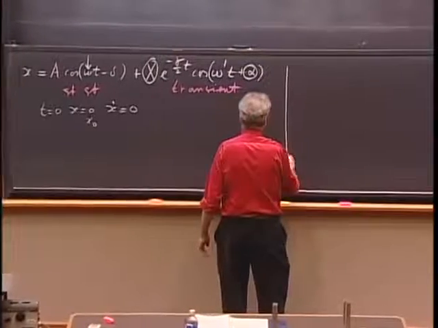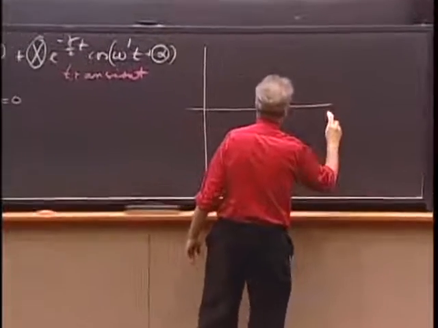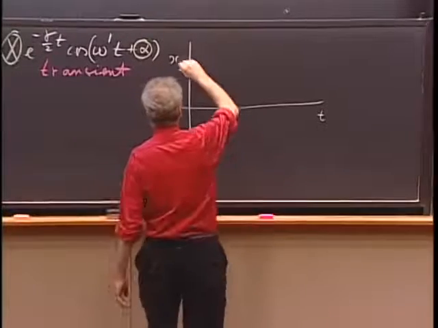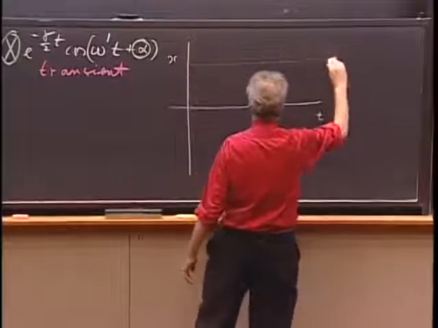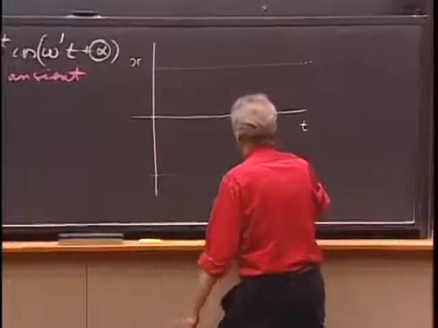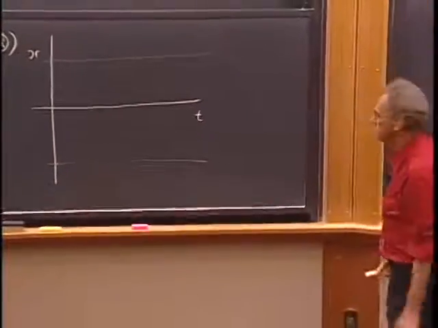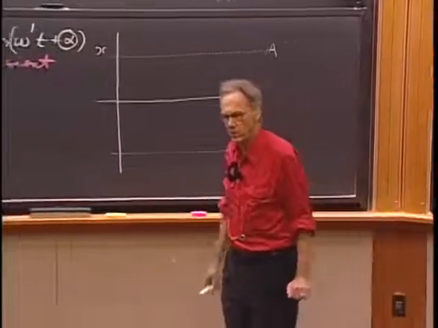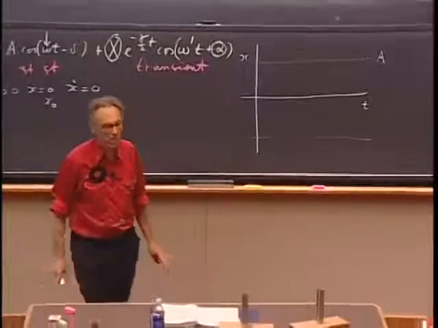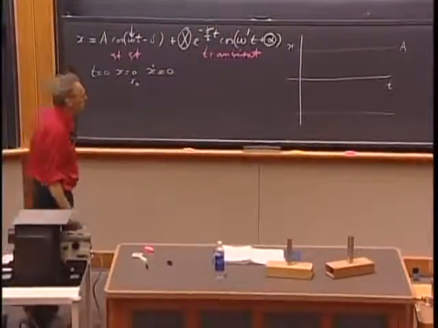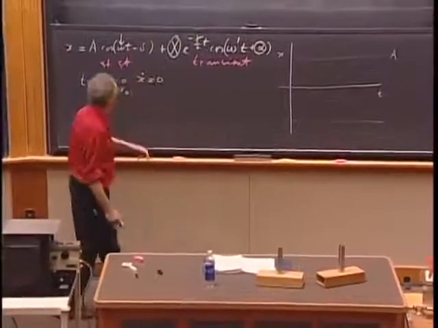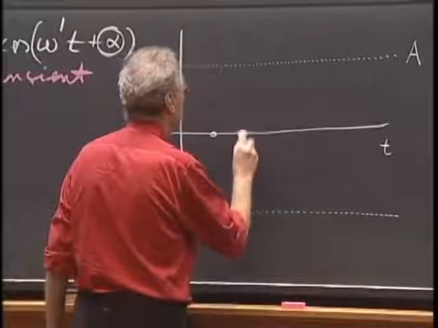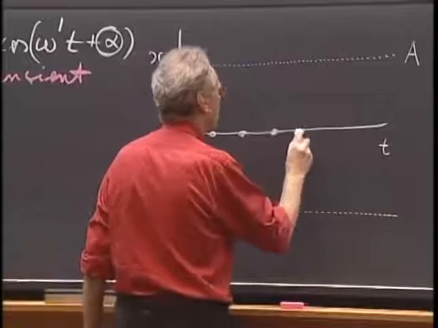If I make a plot of x as a function of time, then the solution is really the sum of these two. This is the steady state solution, which has an amplitude capital A, which is non-negotiable, has nothing to do with the initial conditions. It has its own omega, Walter Lewin's omega. So let's assume that this is the period T.